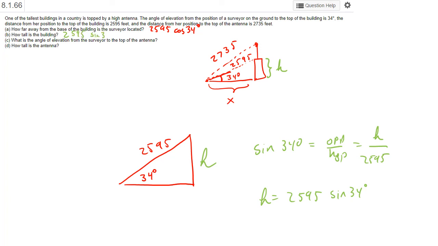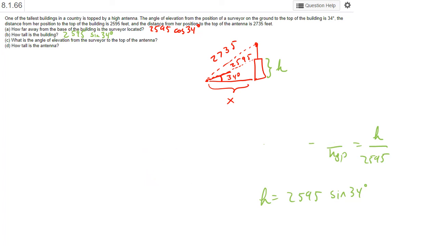Again, you can punch this into a calculator to get an approximation, but I'm more interested in the math rather than the computation. Okay. Now we move on to some questions that have to do with the antenna, so I'm going to erase my diagram that just had to do with the building.